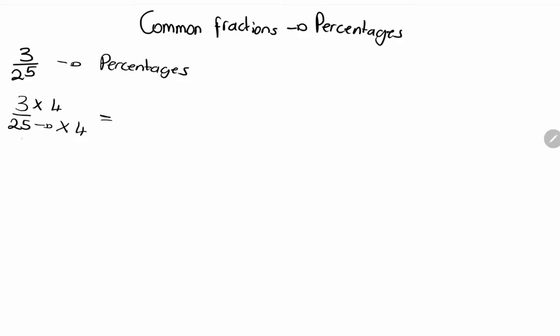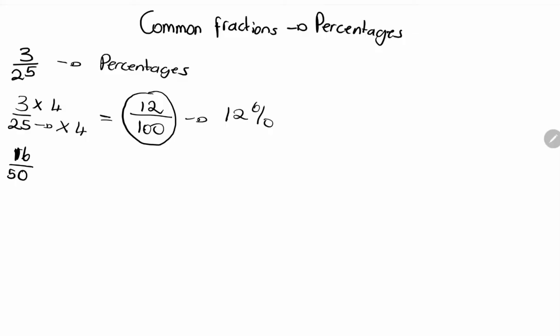When you work this out, 25 times 4 will give you 100. 3 times 4 will give you 12. Write down your 12 up there. And lo and behold, you have yourself a lovely, dashing, beautiful fraction. It's not a percentage yet, it's a fraction, right? But if it's 12 over 100, you can simply express this as 12%, right? Let's make another example here. 16/50, right? 16 over 50.